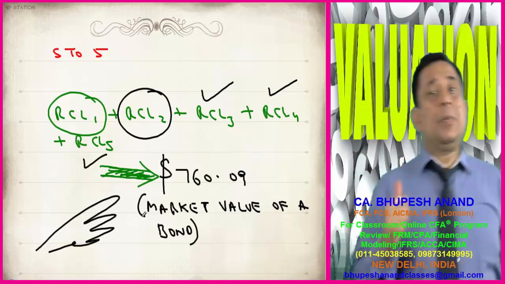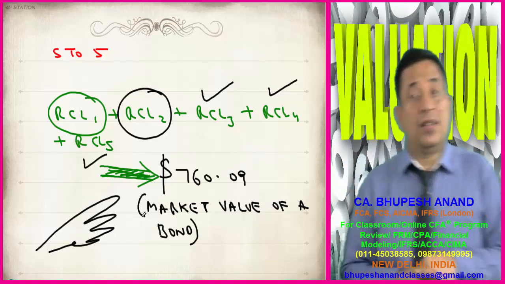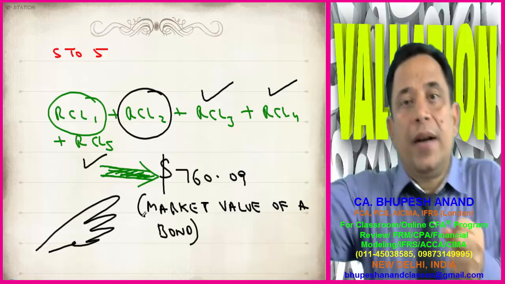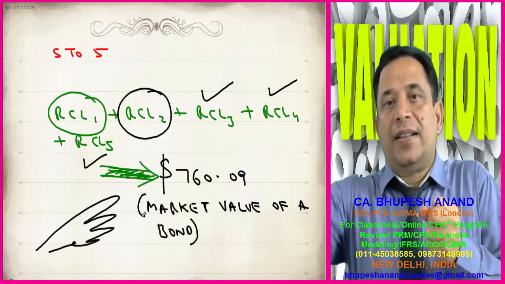Now what is the interpretation of 760.09? This is the value of a bond whose face value is this, whose coupon rate is this, and whose spot rates are this.